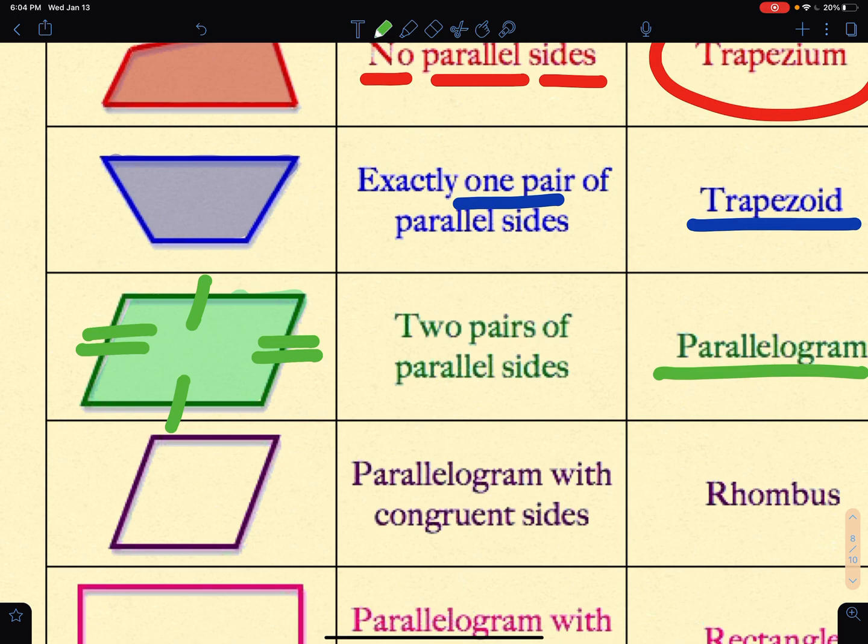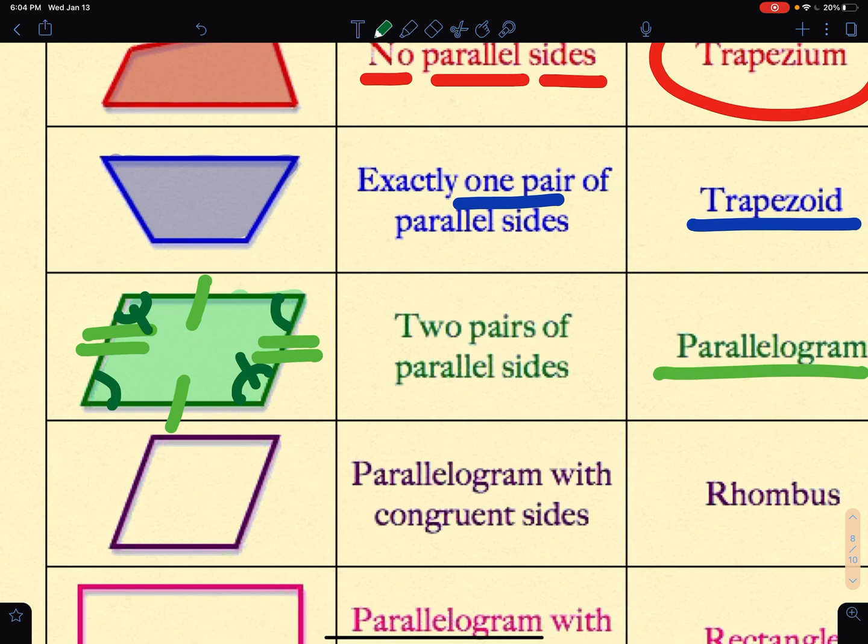There's one more thing that is congruent about this, and it's these angles. So that angle is going to be the same as this angle, and this angle is going to be the same as this angle. So that is very interesting. So that's a parallelogram. Pretty cool shape.